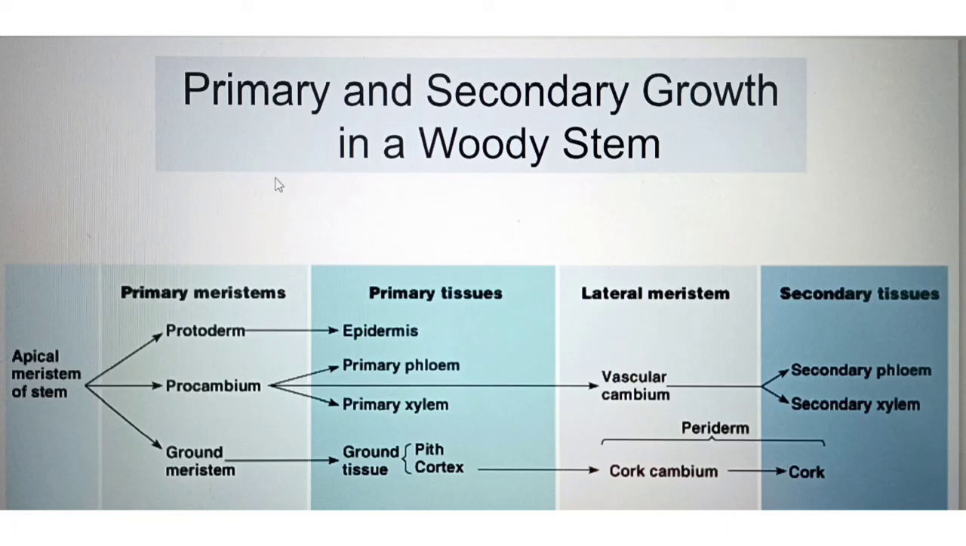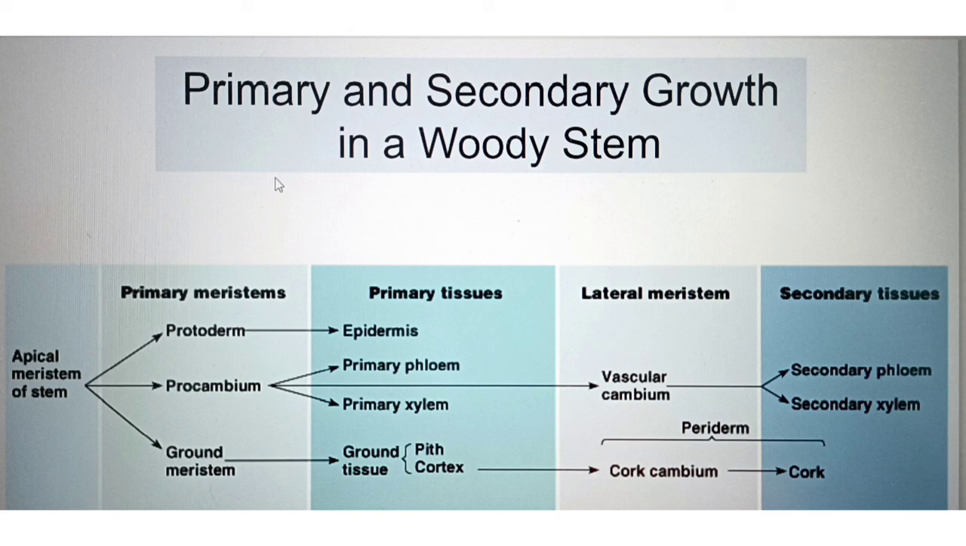As I have mentioned just now, there are two types of growth, which are primary growth and secondary growth. So why don't we learn about the primary and secondary growth in a woody stem together? Basically there are two types of meristematic tissues, which are apical meristematic tissues and lateral meristematic tissues.